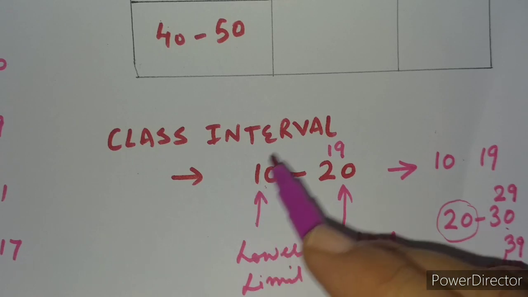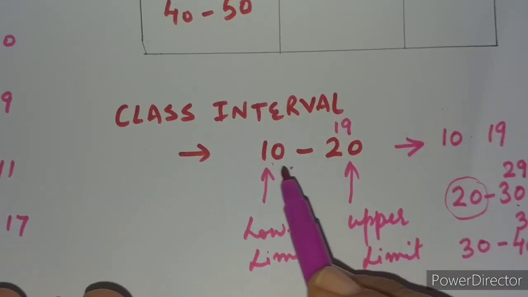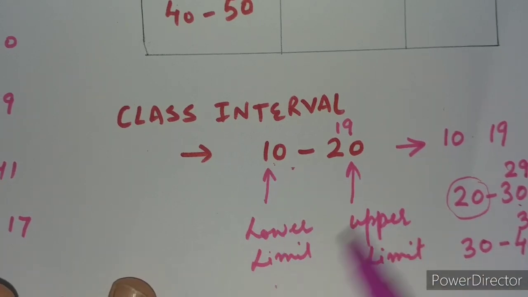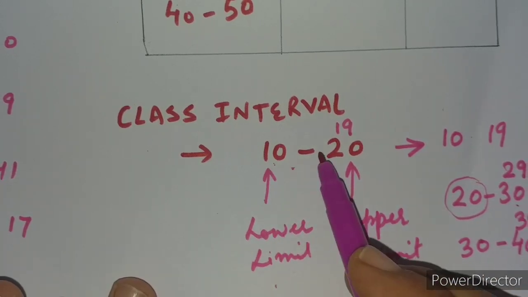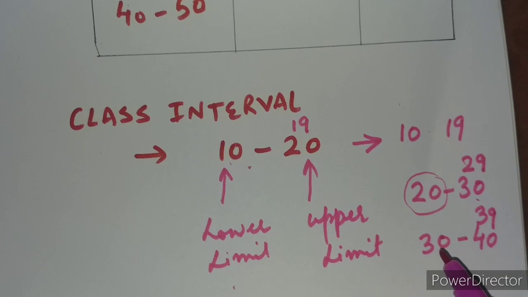So this was the important thing regarding the class intervals. It is bounded between two limits. The first one is the lower limit, the second one is the upper limit, and where do we count that upper limit? Whenever it becomes the lower limit of the next class interval. This was the important matter.